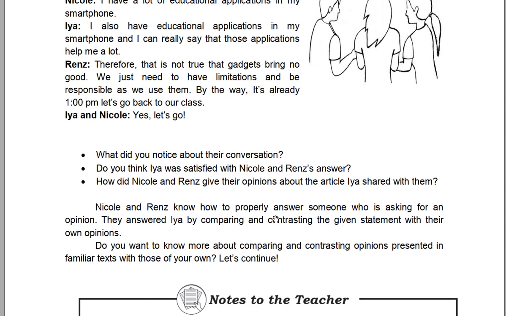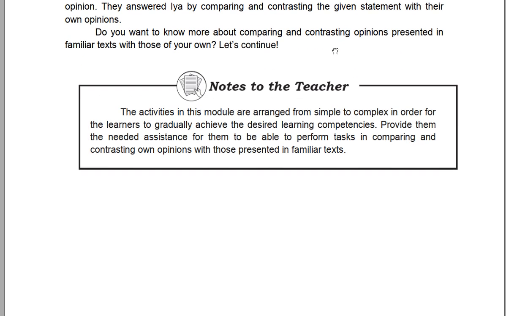Okay. So Nicole and Renz know how to properly ask someone who is asking for an opinion. They answered Ia by comparing and contrasting the given statement with their own opinions. So meaning there is an announcement, as in the case of the first one, and in the second one there is an article. So what they did is they compared the opinion in the text to their own opinion. So that's what they did.